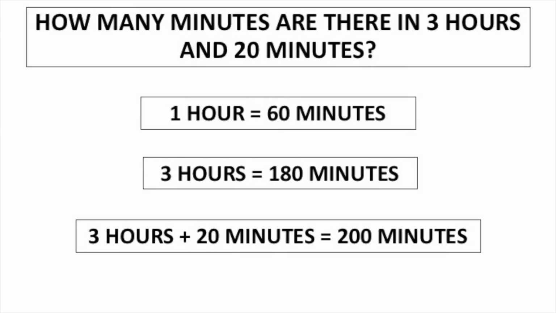But we're not finished yet because we still have our 20 minutes to add. So 180 minutes plus 20 minutes, 200 minutes. So now we know 3 hours and 20 minutes equals 200 minutes. And that's how we can work out the different units of time. Any questions, guys? No. That was brilliant. Well done.